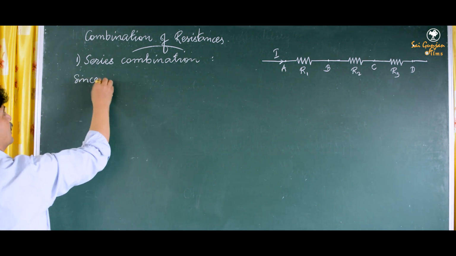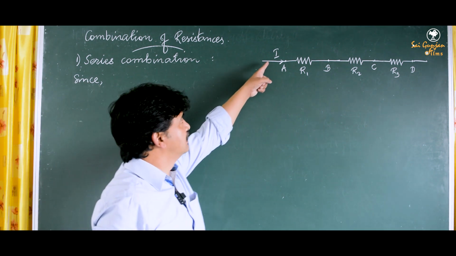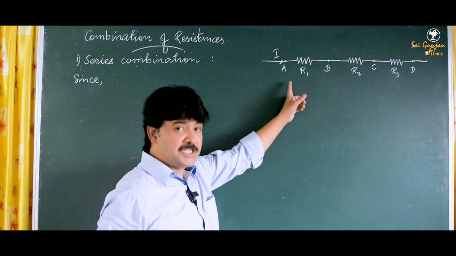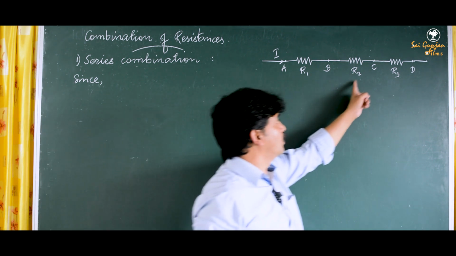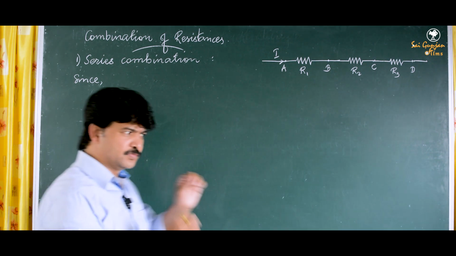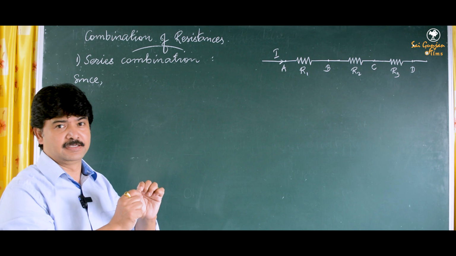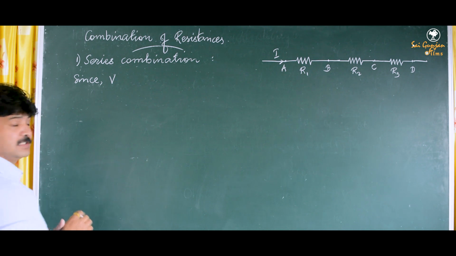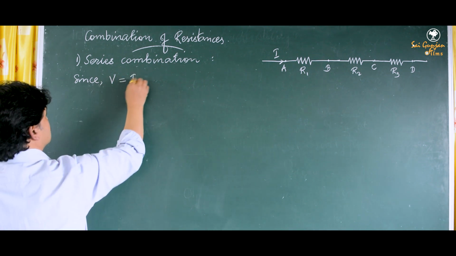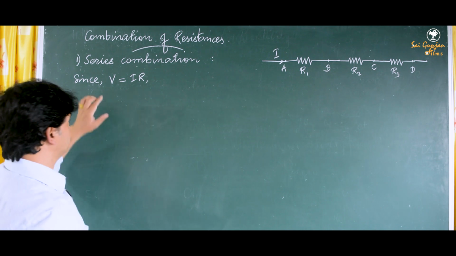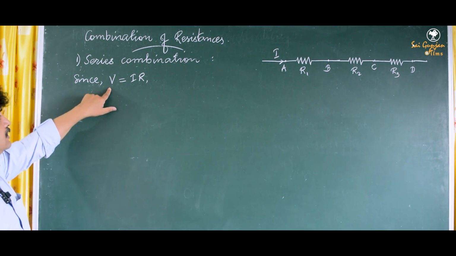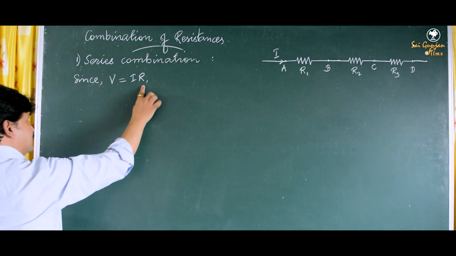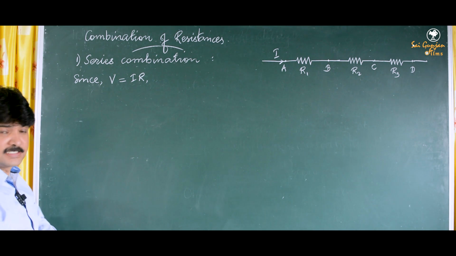Now, in this case, although the same current is flowing through all the resistances, the potential difference will be different for the three resistances. So we take that different thing to start with. Since V is different, what is V here? It's the potential difference. V equals IR, where V is the potential difference, I is the current, R is the resistance. So we apply this formula for the three resistances.